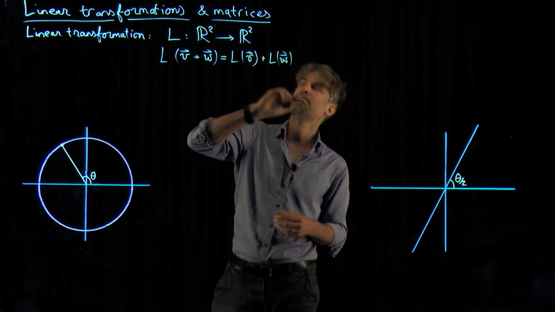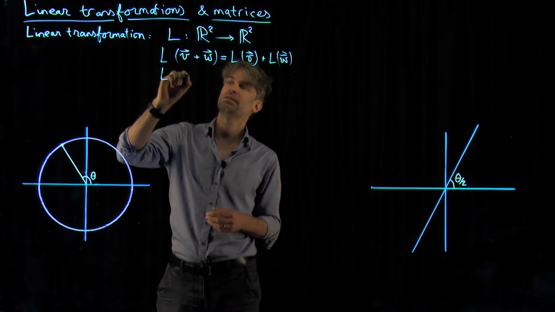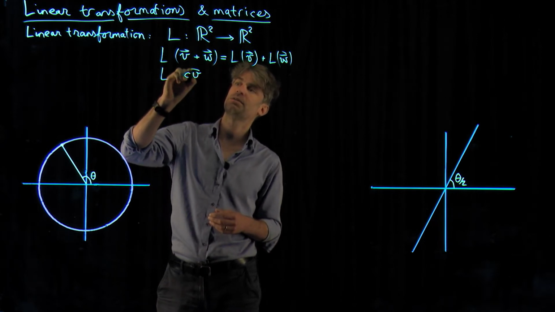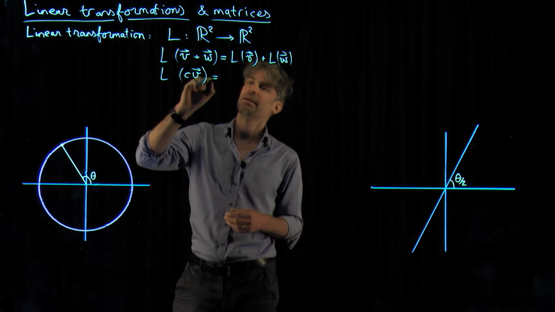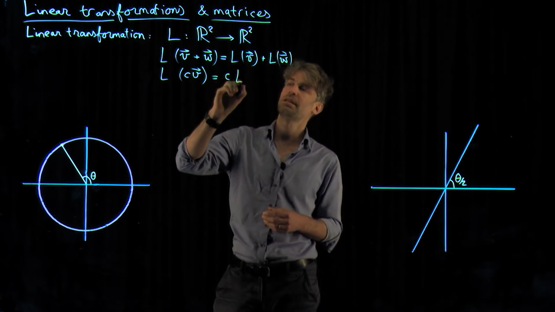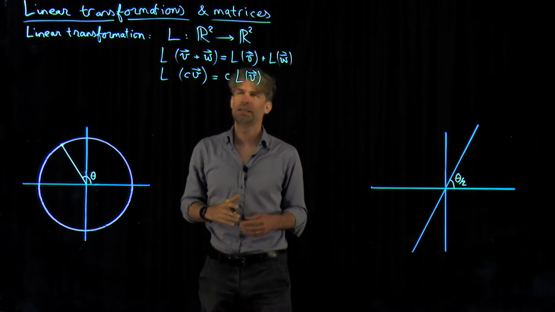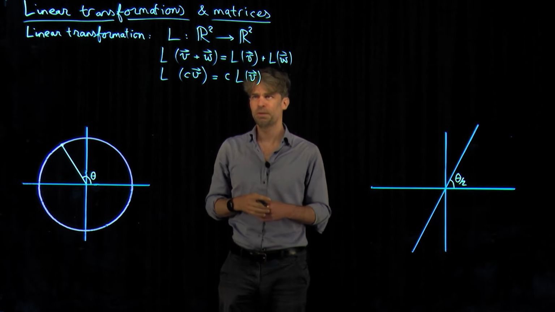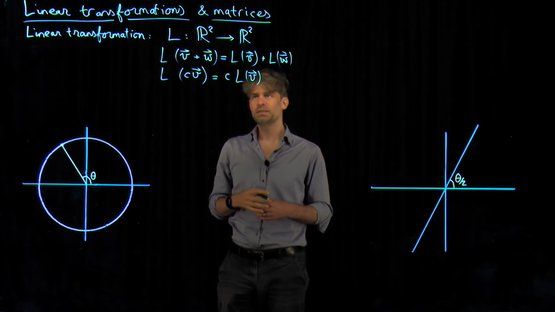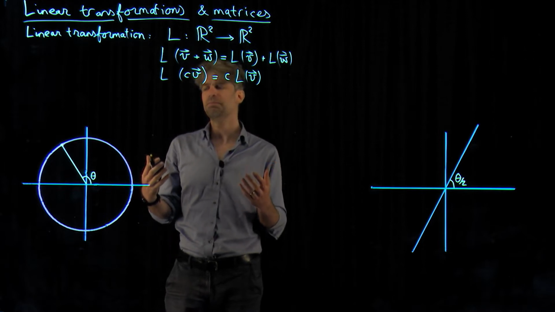And if I have a scalar multiple of a vector, so let's say C times a vector V, it maps to the same scalar times the image of V. So this is a linear transformation. And for example, rotation obeys this property.